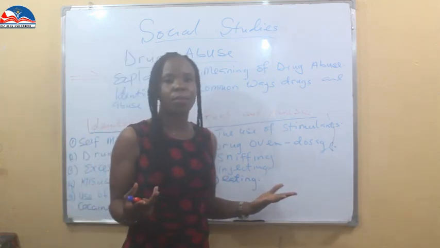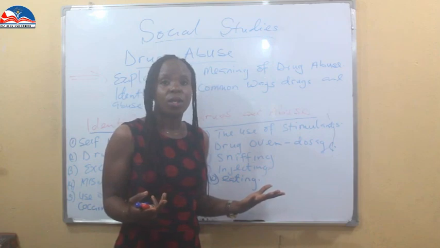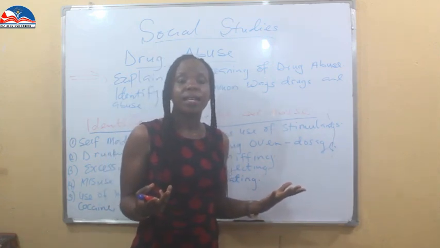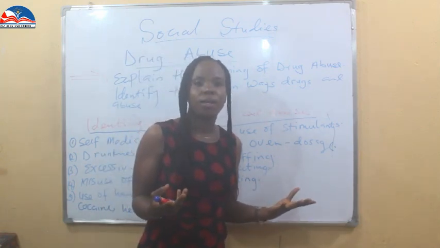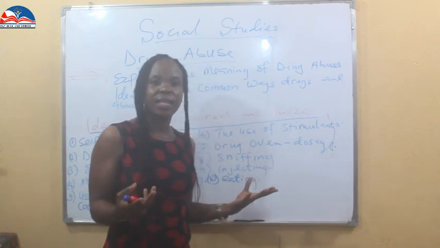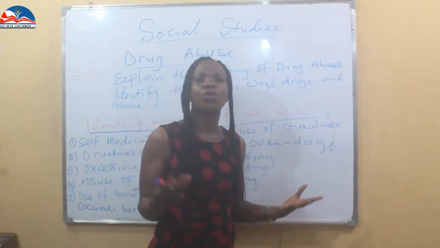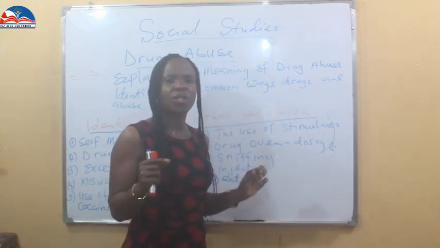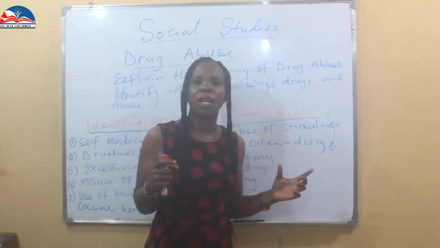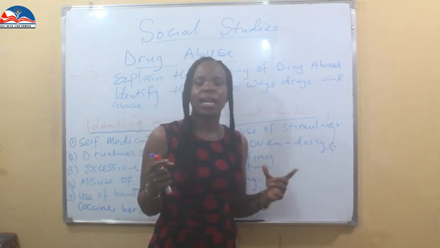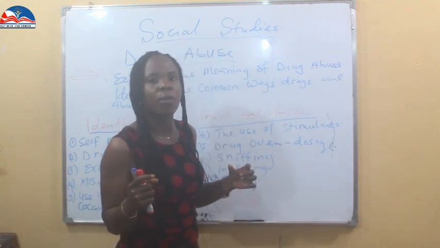For example, some persons see coffee as a stimulant. Some other persons see some leaf as a stimulant, cola as a stimulant. And so when they take it excessively, it becomes a stimulant to the body. Sometimes it makes your body not even go to sleep. Those are natural stimulants. Then artificial stimulants are stimulants that are produced artificially in the laboratory that individuals take, like diazepam.